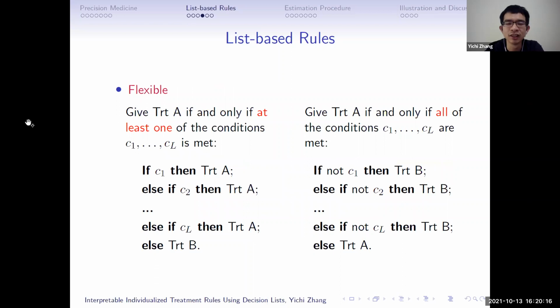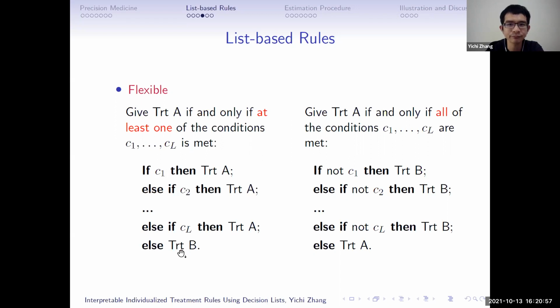While list-based rules look a little bit restrictive, they are still quite flexible in the sense that they include two kinds of the most popular rules in practice. For example, if we have a rule like this: if at least one of the following conditions is met, then treatment A, we could write it as a decision list. Basically, we say if the first condition is met, then we recommend treatment A. Otherwise, if the second condition is met, then we recommend treatment A, and so on. Finally, if all the conditions fail, then we recommend treatment B.